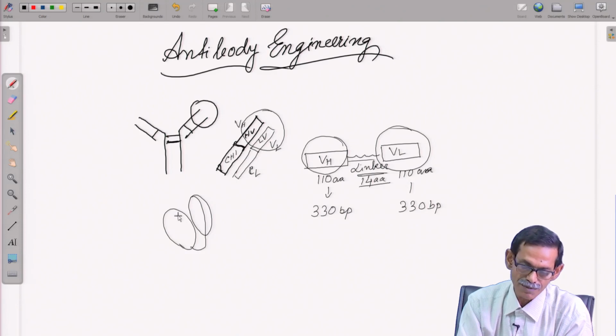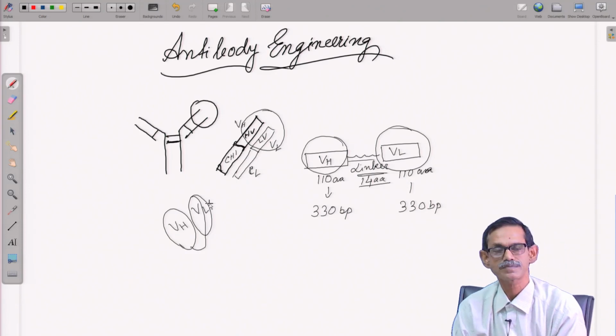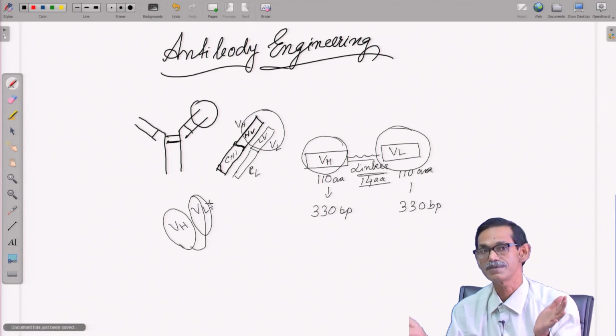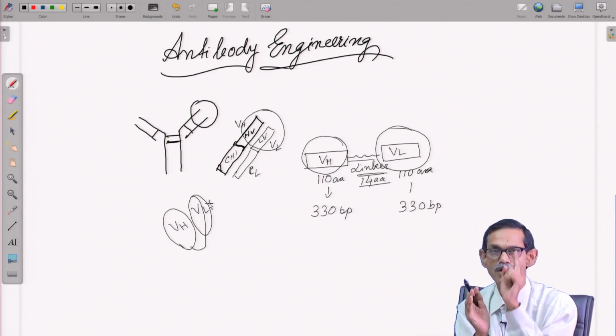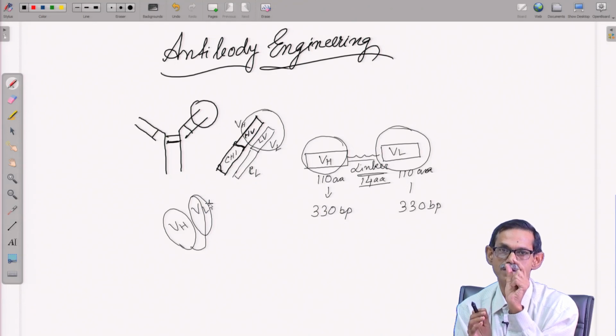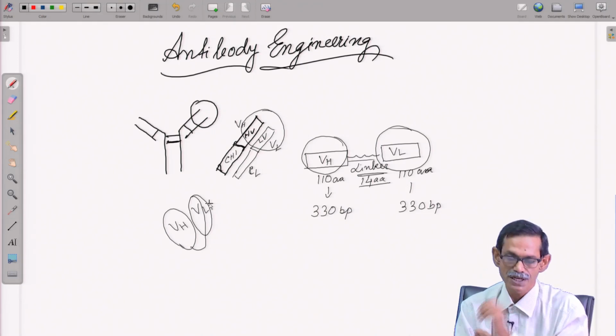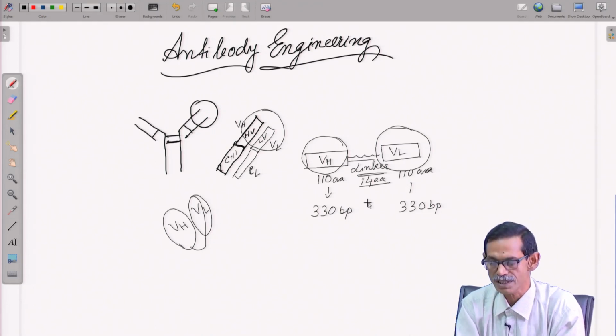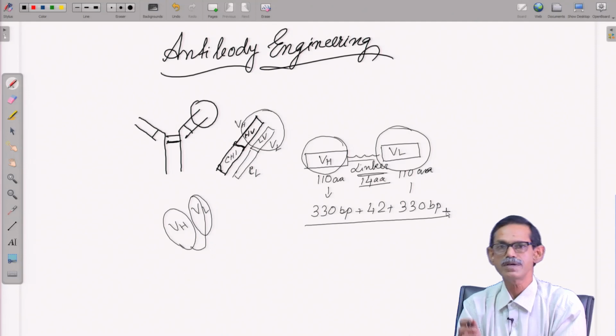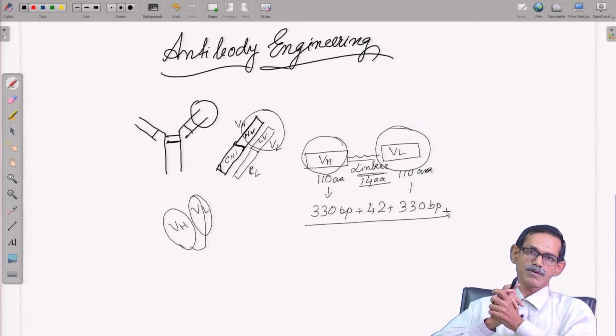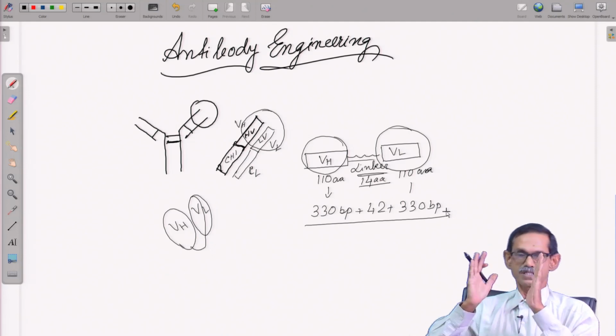So, ultimately, this is VH, this is VL. We are not making the whole antibody, it is a small part, only one part of the Fab, the fragment antigen binding. The constant domain is also deleted. So, how big will the total construct be? This linker of 14 amino acids means 42 nucleotides, right. So, the total will be maximum 700 or very close to 700 base pairs.